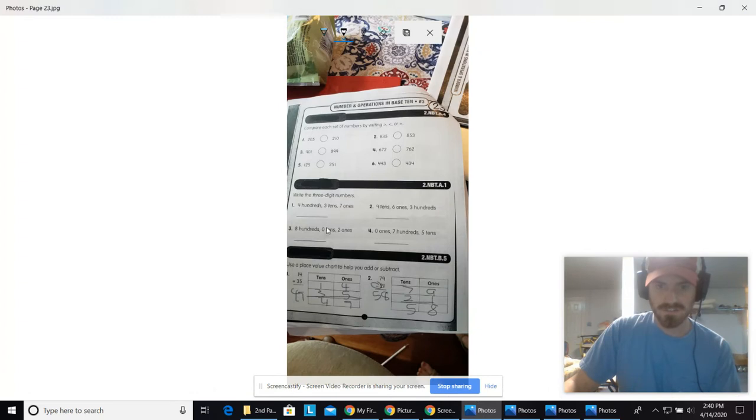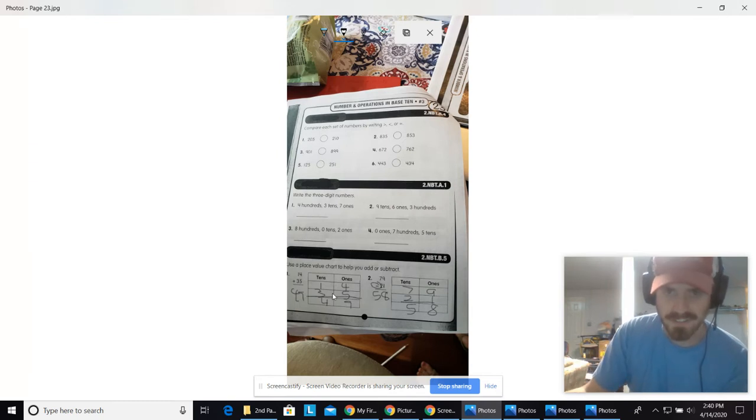Okay, so I believe this middle part will be fine. I did this part down here because it's saying use a place value chart to help you add or subtract. That might be a little confusing on how to fill out, but I wanted to show you that it doesn't have to be. So it just wants you to break your numbers into tens and ones and put them in the right column.